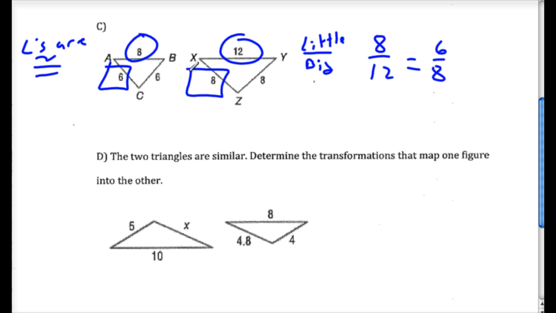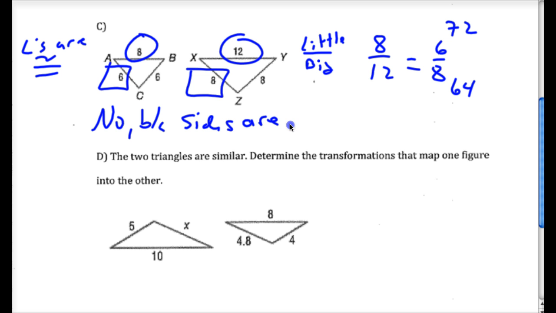Perfect. Multiply diagonally. Watch what happens. 64. What's 12 times 6? 72. Uh-oh. Are the shapes similar? No. Why not? Because sides are not proportional. Even though the angles were congruent, sides are not proportional. And you don't have to check the other ones. Once you know one set is not proportional, you're done.